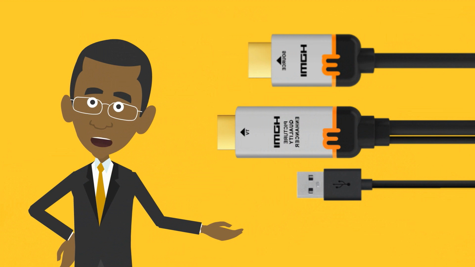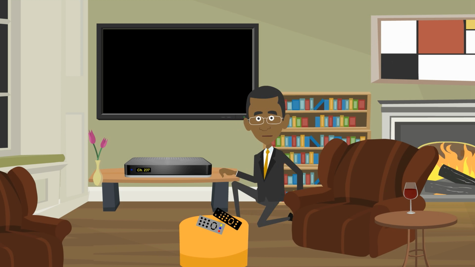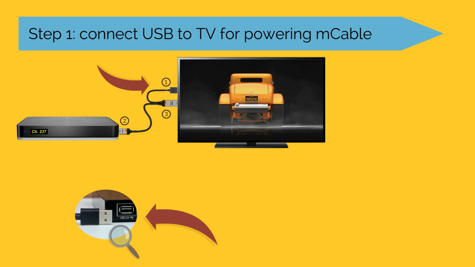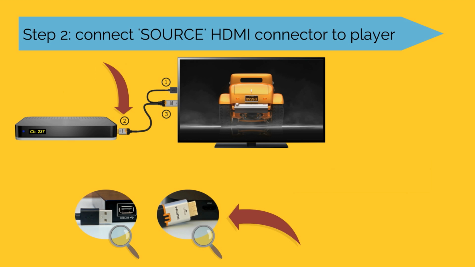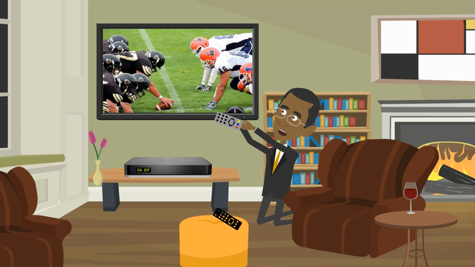Now let's connect your mCable. First, unplug and remove your existing HDMI cable. Now connect mCable. First, connect mCable USB to your TV's USB port. You can use an external AC to USB adapter like a smartphone charger if your TV has no available USB port. Next, connect the shorter mCable HDMI connector to your set-top box HDMI output. Last, connect the longer mCable HDMI connector to the same TV HDMI input port that your set-top box was previously connected to. Play your channel again.